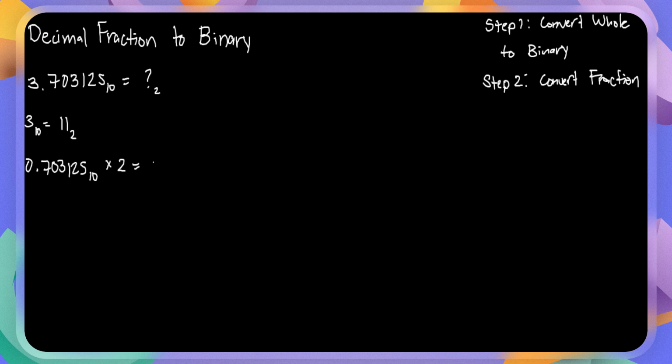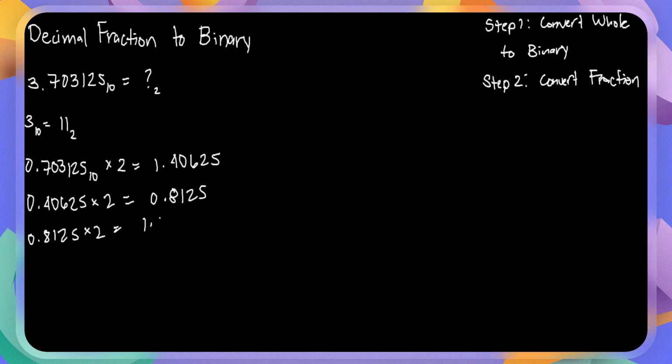0.703125 times 2 is 1.40625. Now, instead of getting the remainder, here we get the whole number part. So we have a 1. So just like converting regular decimals to binary, we separate the 1 here, and then we just get the fractional part. 0.40625 times 2 is going to be 0.8125. And then after that, we get the 0.8125 times 2 again. We still leave the 0 here, but I'll show you what to do with that later.